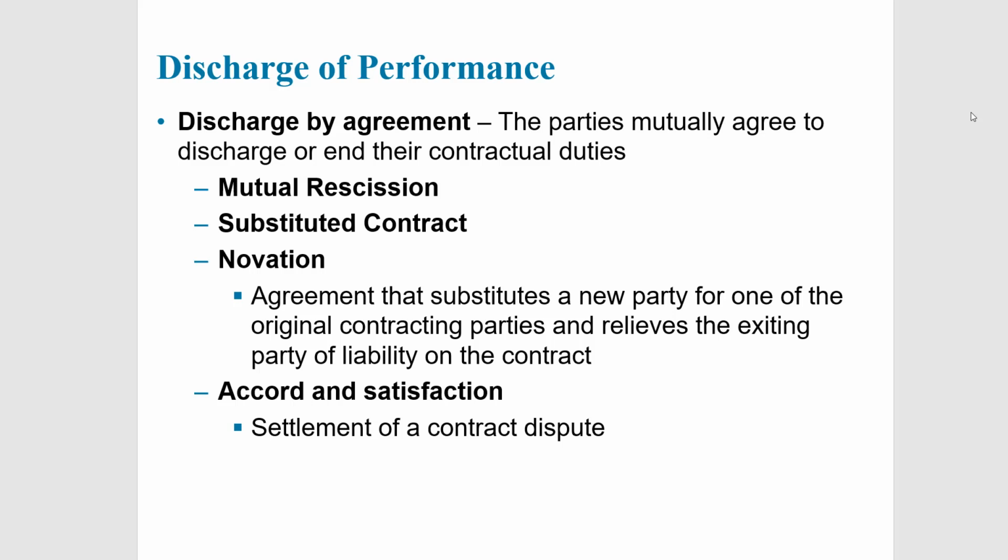We could also substitute the contract for another one, saying that this contract doesn't make sense anymore, so let's execute a new contract with new dates or new prices or something like that. And if both parties agree, then again, that's fine. A novation would be if we substitute one party for another party. We could terminate one party, form another contract naming a new party who's going to perform now instead of the original party. And that would relieve the exiting party of liability on that contract.